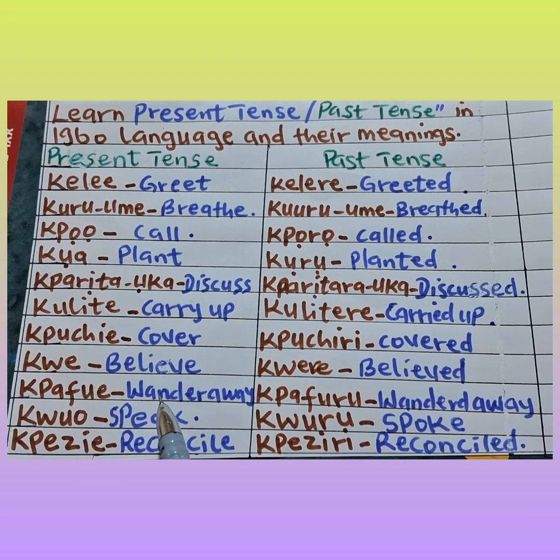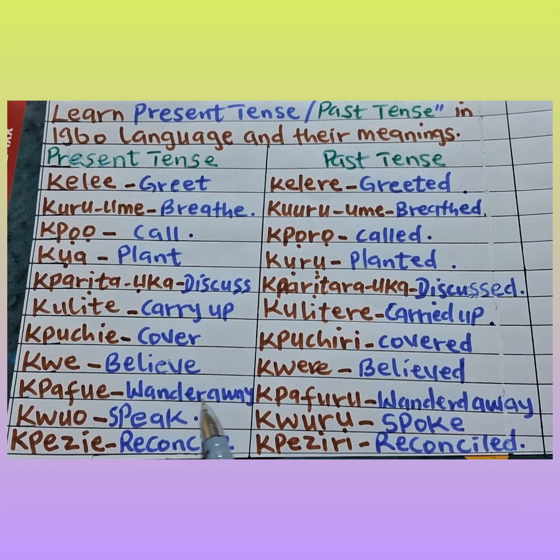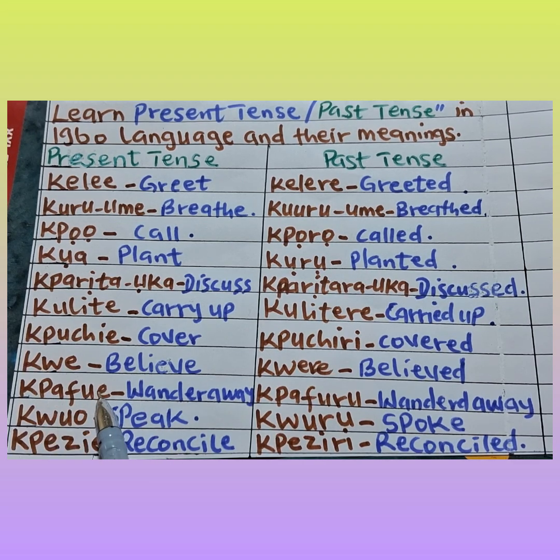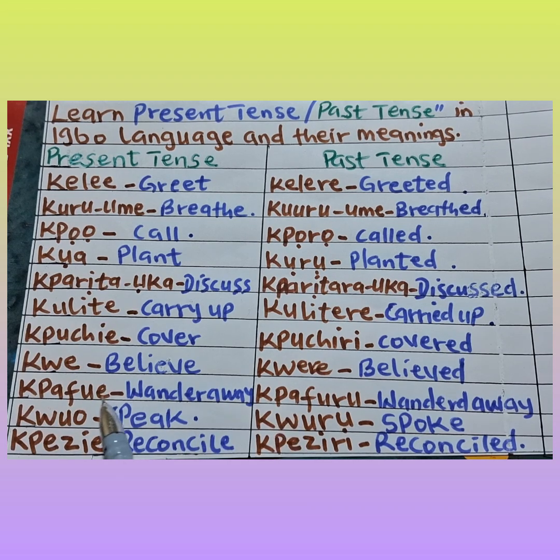Gbafue, wander away. Some may remove this a and put o. It becomes gbafuo. It's all the same thing. Wander away. Past tense of it is gbafuru, wandered away.